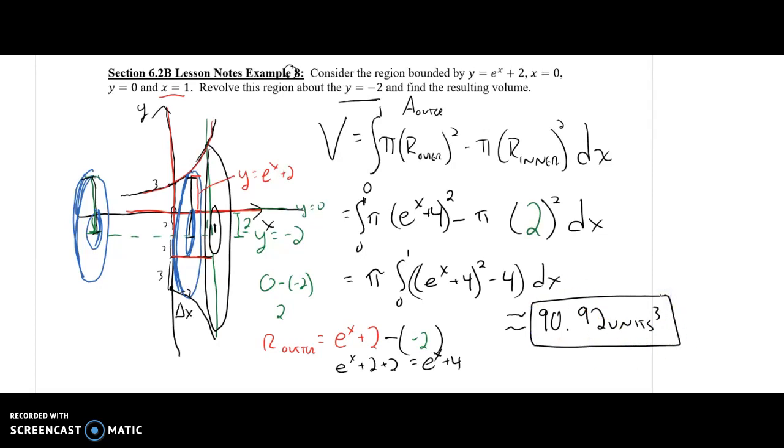And that's how we deal with something that's about a negative axis, which basically we subtract the two functions to get that outer radius, but by subtracting a negative 2 we end up adding that value.